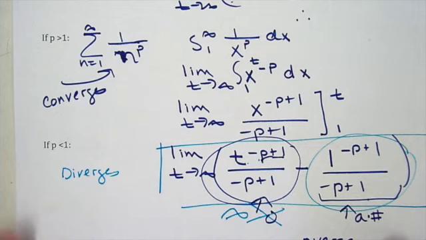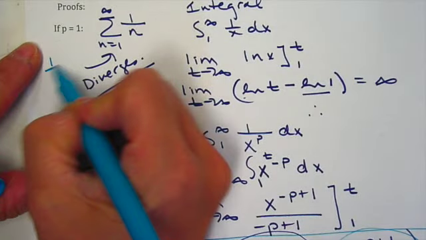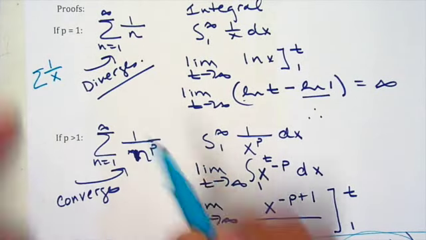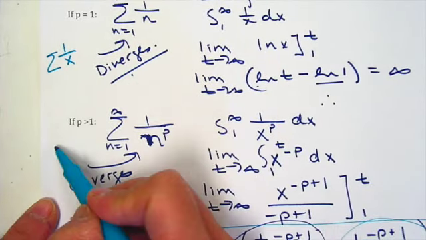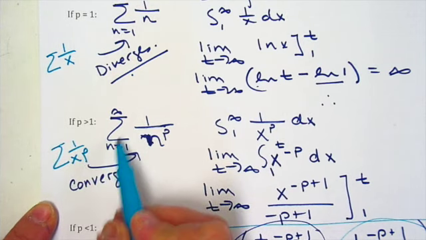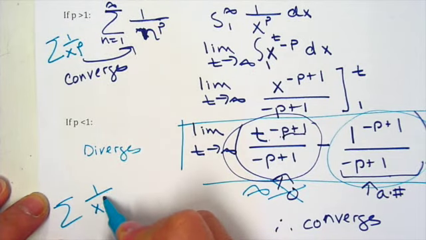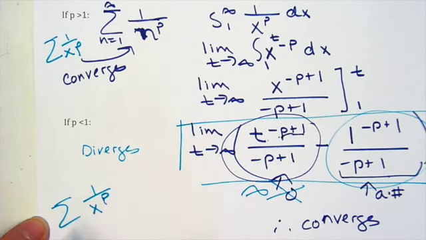So this is our 3 cases for the p-series. If you have 1 over x, that is going to diverge. If you have 1 over x to the p, where p is any number greater than 1, it's going to converge. If you have 1 over x to the p, where p is less than 1, this is going to diverge as well.